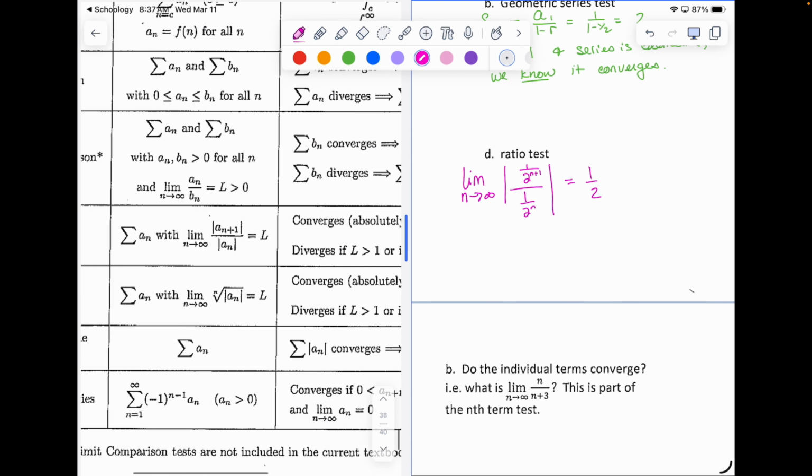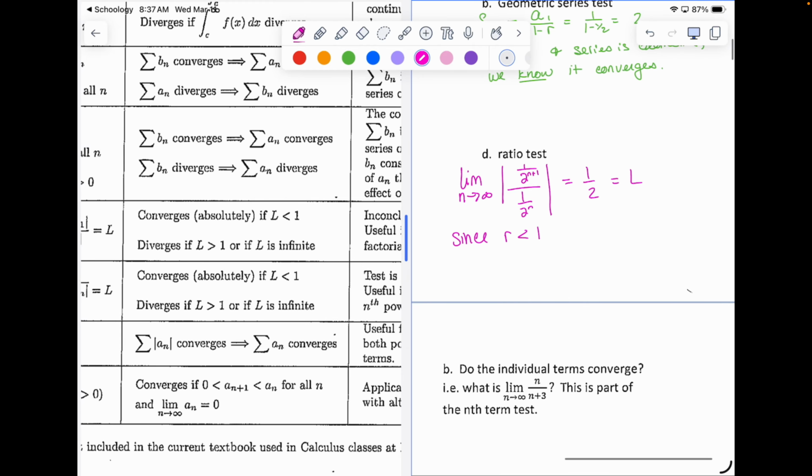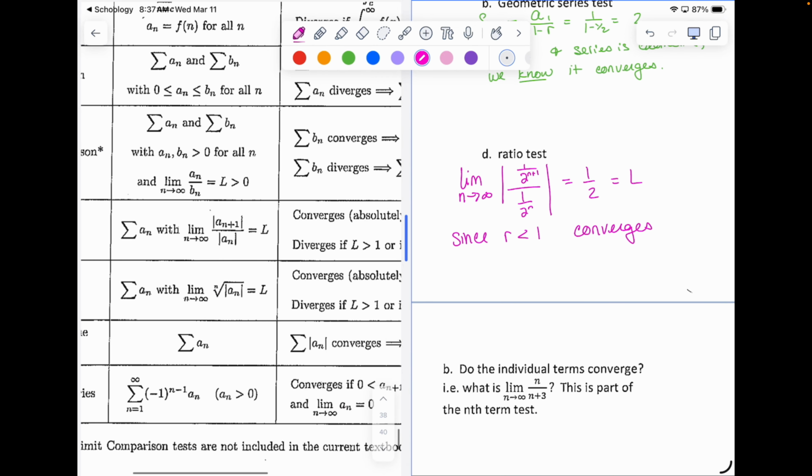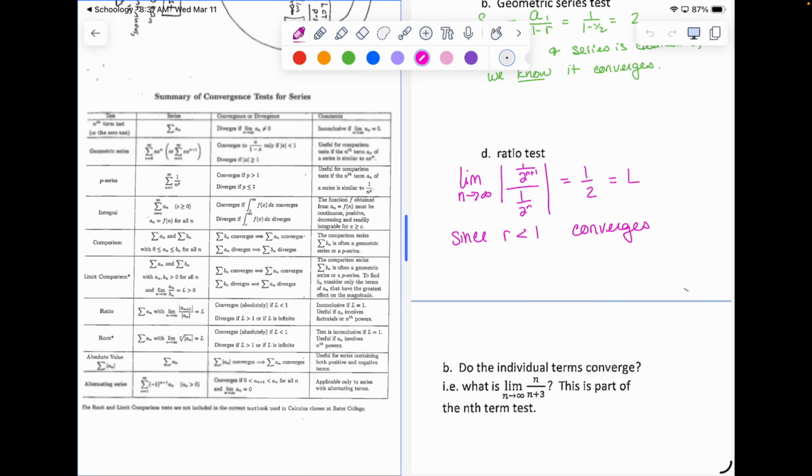So let's check out the rules. It converges absolutely if that limit L is less than 1. Since the ratio is less than 1, it converges. It diverges if the limit is greater than 1 or if the limit is infinite. It's inconclusive if that ratio equals 1. But since it's less than 1, we get to know that it converges.